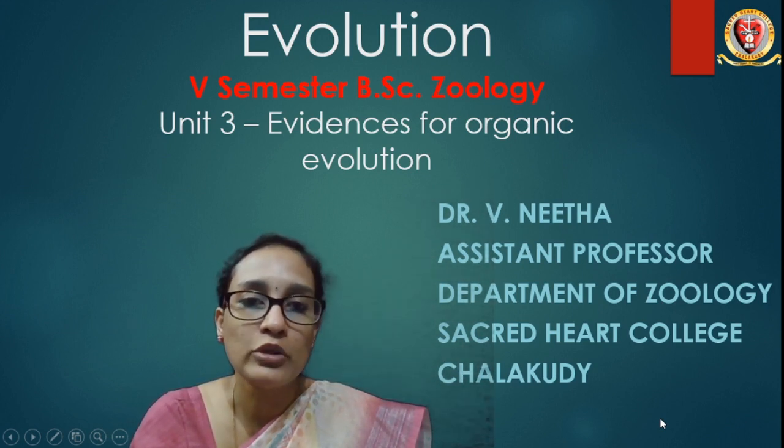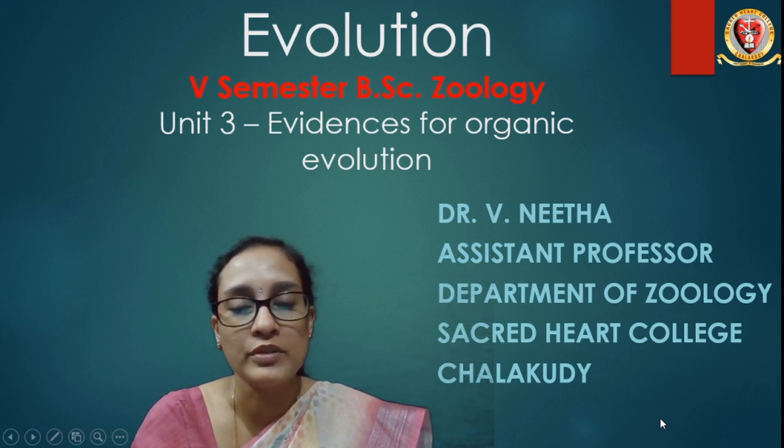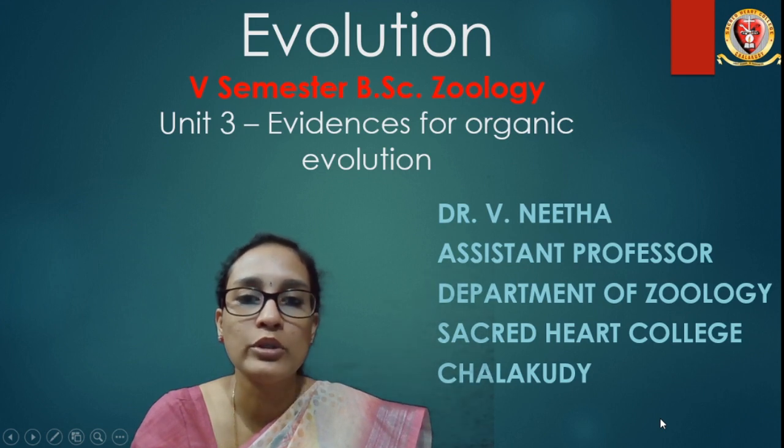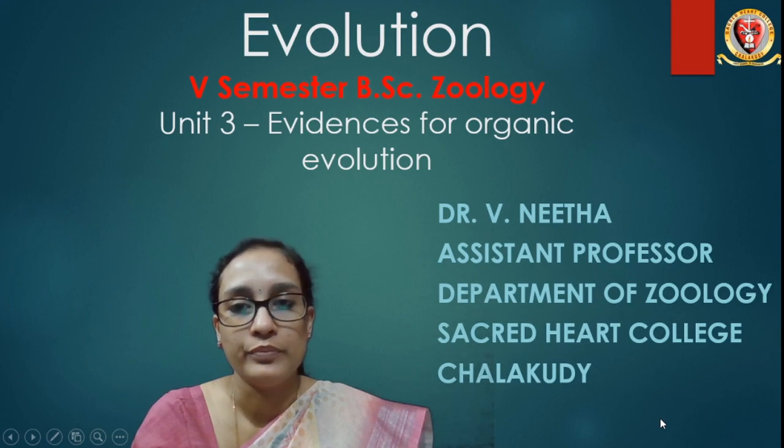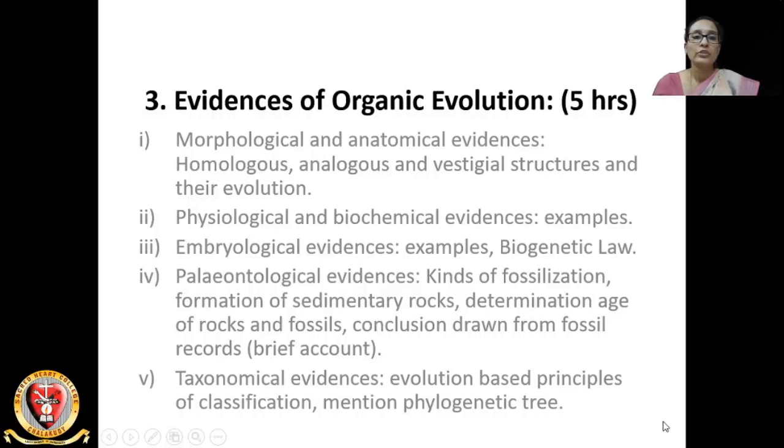Then we looked briefly into what fossils are, the different types of fossils, and what fossilization is. Now, in this unit, we will talk about the different evidences for organic evolution. Under the chapter Evolution, we look at the evidences of organic evolution. There are morphological and anatomical evidences, physiological and biochemical, embryological, paleontological, and taxonomical evidences that support that organic evolution actually happened or is still happening.